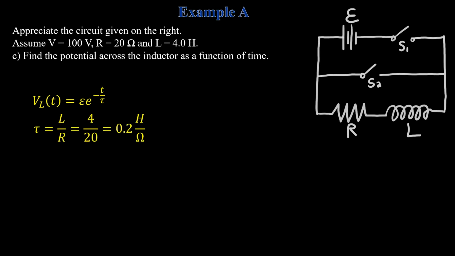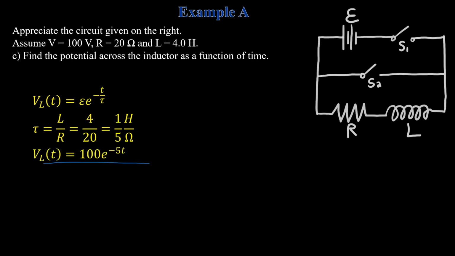So the time constant, L over R, 4 over 20, it's 0.2. And the units for the time constant are henries over ohms. There's plugging in numbers, and that is the final answer.